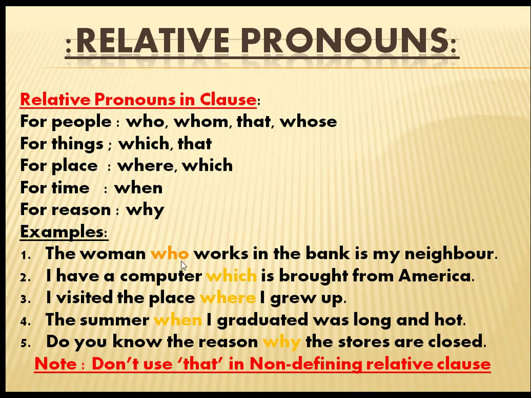So for example, the woman is a person. Then we have to use who. The woman who works in the bank is my neighbor. Who works in the bank is the relative clause. I have a computer. This computer is a thing. We can use which or that. Which is brought from America is the relative clause.